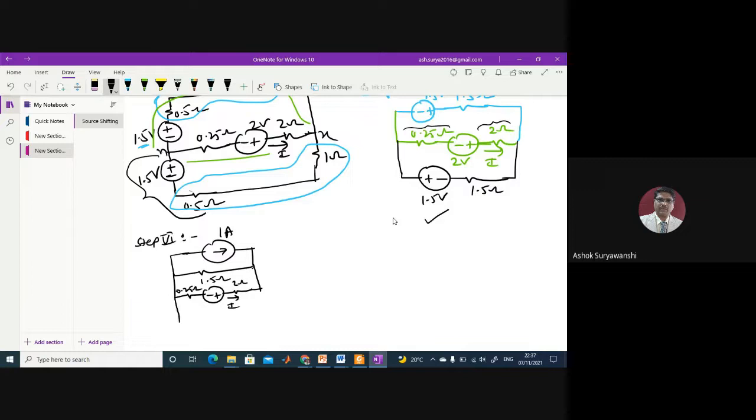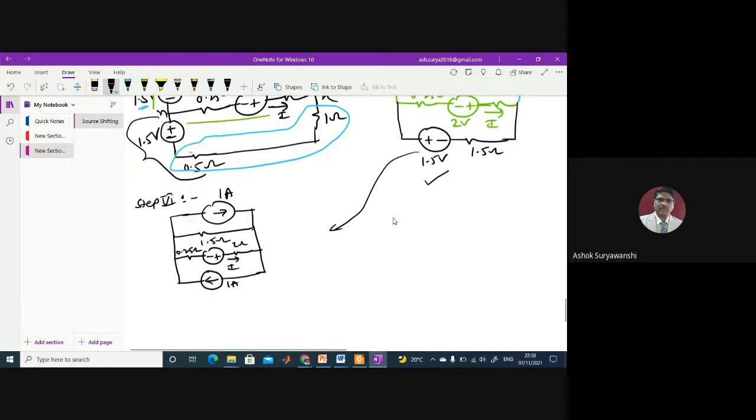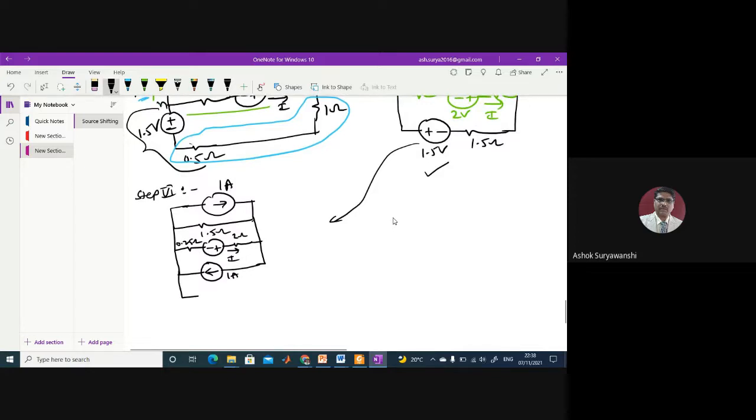And then the lower side, if we transform this voltage source into an equivalent current source, now the direction of current won't be like this. It will be like this, because the voltage source is minus plus. So current will flow from higher potential to lower potential, and the value of the current will be I is equal to V by R. So 1.5 volt divided by 1.5 ohm is again 1 ampere. And that 1.5 ohm will come across this current source, 1.5 ohm.